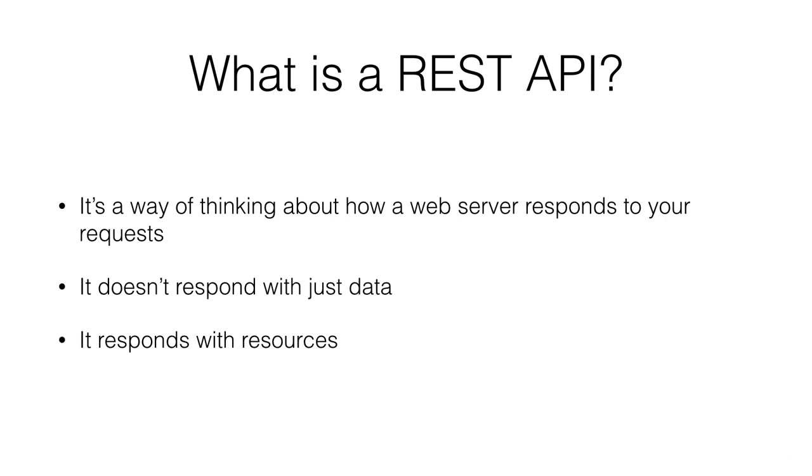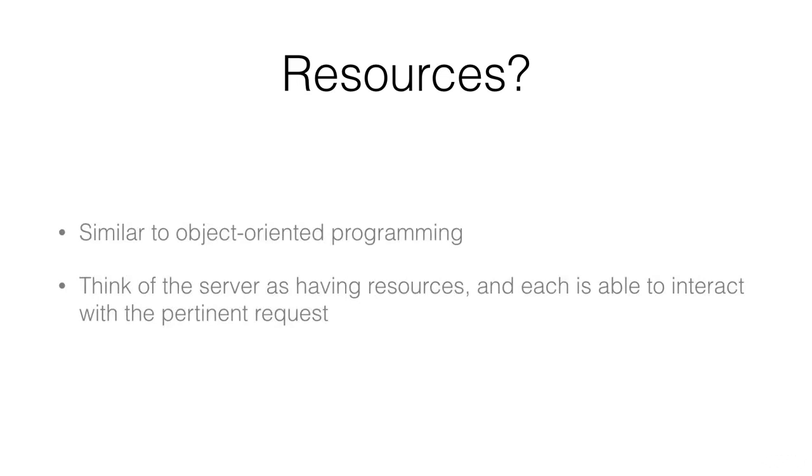So we must stop thinking about we ask the server for something and the server responds with data, and now we have to start thinking about we are asking for a resource, for a thing in the server. It's very similar to object-oriented programming, so we can think of the server as having resources, and each resource is able to interact with the pertinent request. We're going to look at what the pertinent request is now.